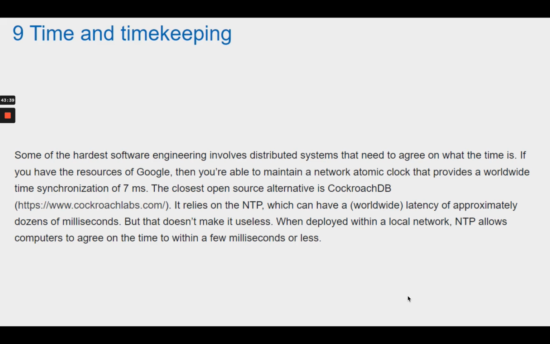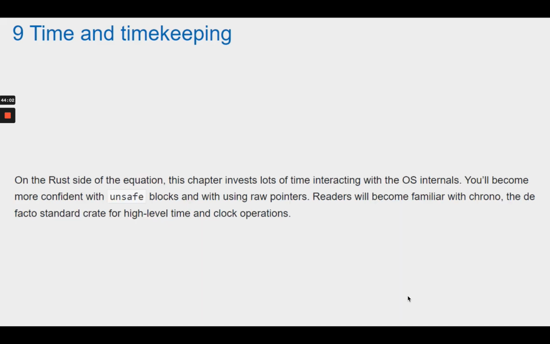The closest open-source alternative is CockroachDB at cockroachlabs.com. It relies on NTP, which can have a worldwide latency of approximately dozens of milliseconds. But that doesn't make it useless. When deployed within a local network, NTP allows computers to agree on the time within a few milliseconds or less. On the Rust side of the equation, this chapter invests a lot of time interacting with the OS internals. You'll become more competent with unsafe blocks and with using raw pointers. Readers will become familiar with Chrono, the de facto standard crate for high-level time and clock operations.